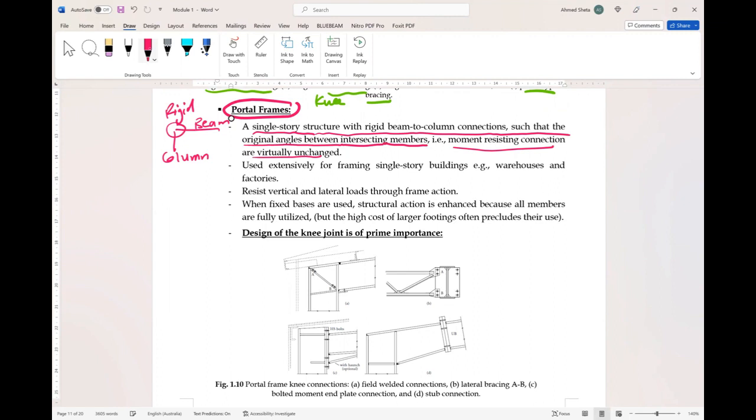This type of system is used extensively for framing single-story buildings like warehouses and factories, resisting vertical and lateral load through the framing action. When fixed bases are used, structural action is enhanced because all members are fully utilized, but the high cost of the larger footing often precludes their use.